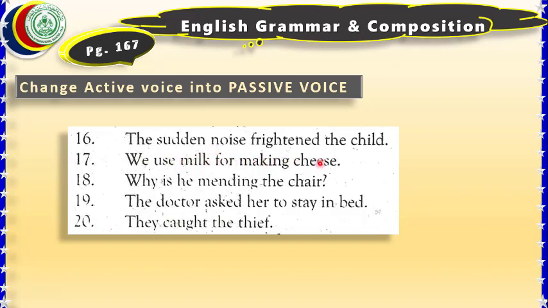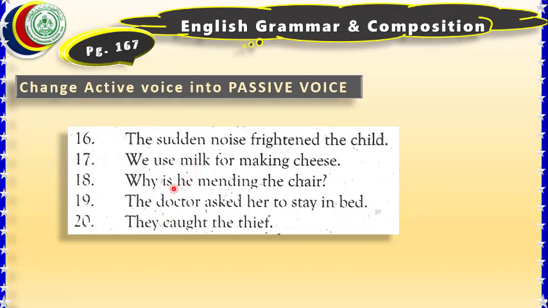We use milk for making cheese. We use milk. Milk is the direct object here. We shall study later what is direct object and indirect object. Here is the object milk. We shall use this milk as our subject in our passive voice sentence. The passive voice answer will become: milk is used by us for making cheese.